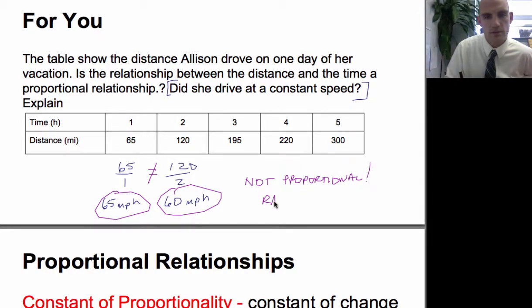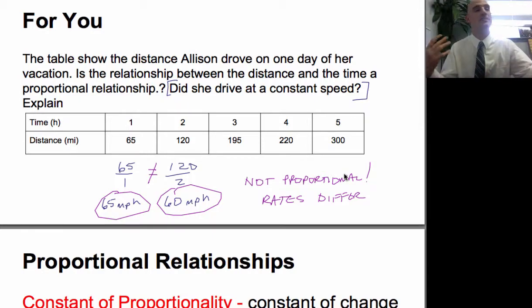The rates differ. She drove at different speeds. That's okay, but it just means it's not proportional.